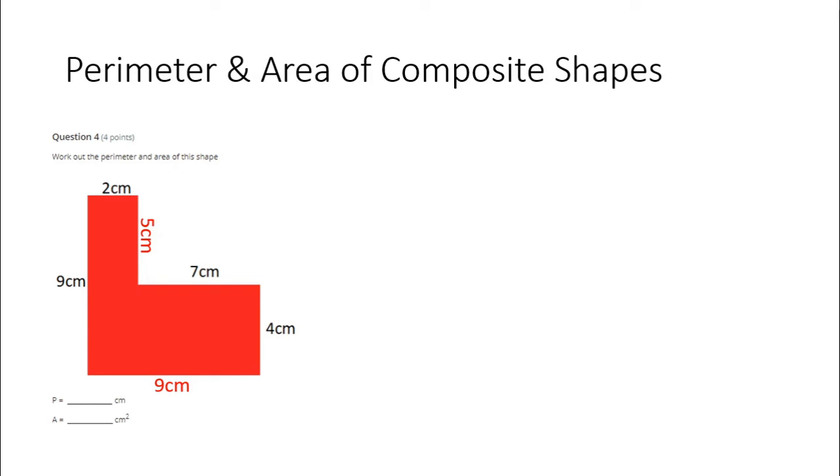So we can work out our perimeter now. It's just adding up all of those sides, starting with one side and working away clockwise around the shape. We've got 2 plus 5 plus 7 plus 4 plus 9 plus 9. That gives us 36 centimeters.